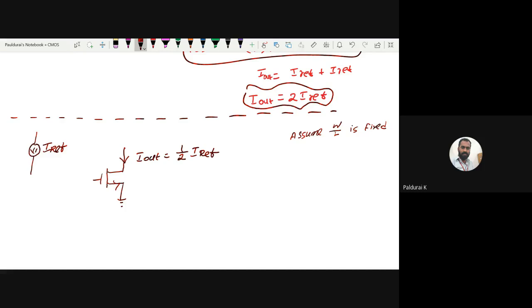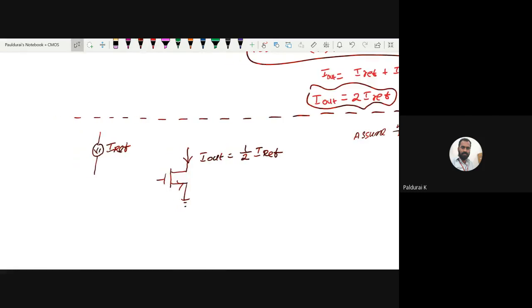You know how to achieve I out equal to 2 times I reference. This time, any idea? In series, sir. In series, the same current flows. In parallel, the current gets added, but in series the same current flows. Understood? Yes, sir.